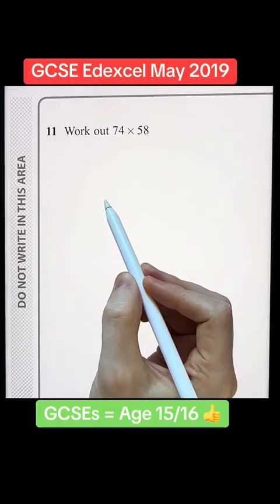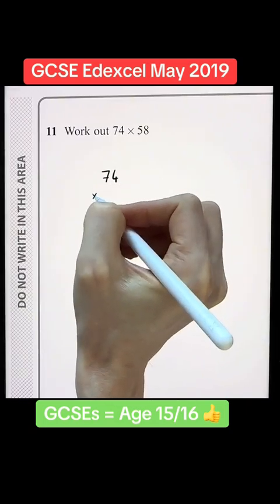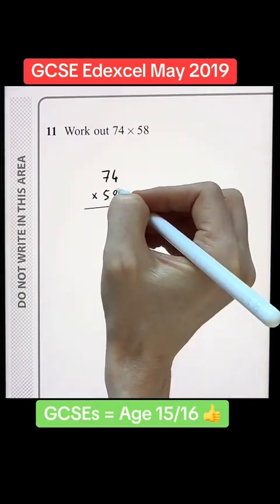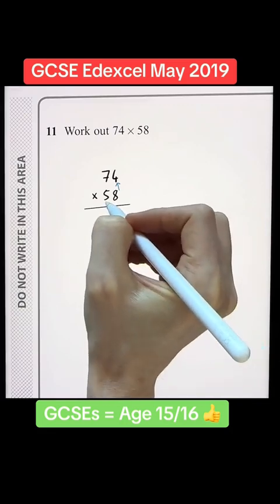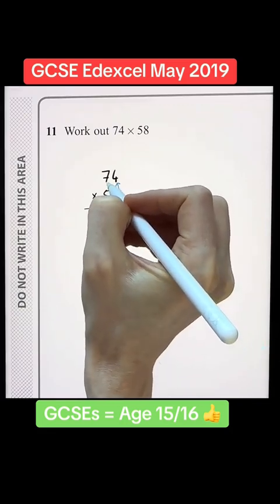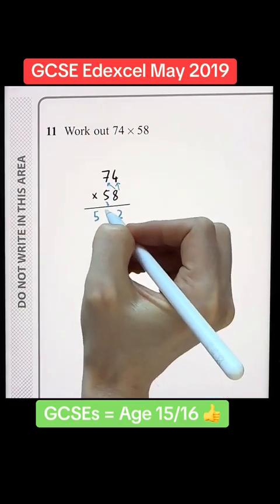Question 11. Work out 74 multiplied by 58. One way to multiply is to use the traditional column method. Starting with our units, I know that 8 multiplied by 4 gives us 32, so 2 down, carry the 3. I know that 8 multiplied by 7 gives us 56. Add the 3 I carried, gives us 59.